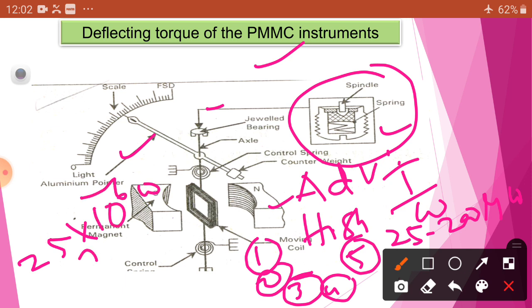That is equal to 25 by 10 lakh, 0.000025. This much power is consumed while using this type of instrument. That means it is not a burden on the circuit. These are the advantages. What are the advantages?